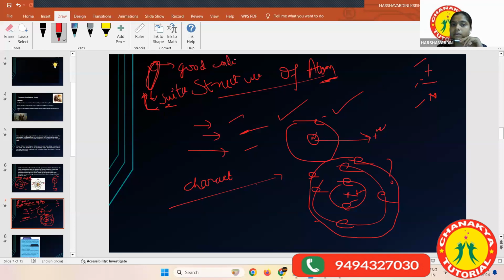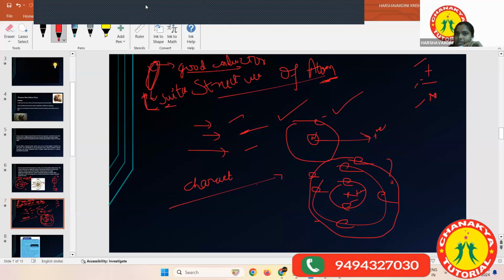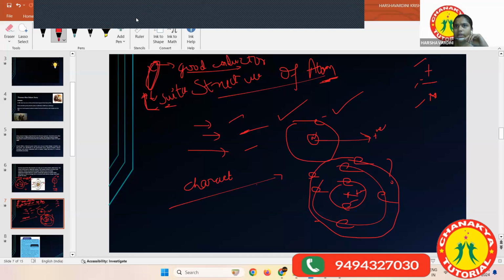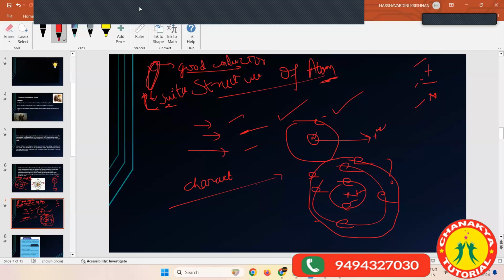Does everyone know that? Almost all metals are good conductors of electricity. My school teacher said that copper is the best conductor, that's why we are using copper wires. We are not using steel wires. What about tungsten? Tungsten is also a metal. Maybe you have tungsten bulbs. They are also good conductors of electricity.